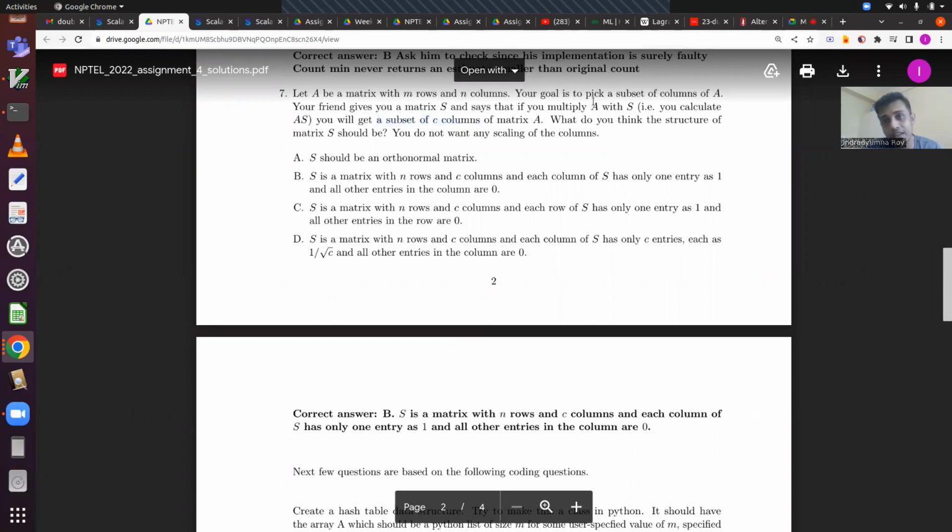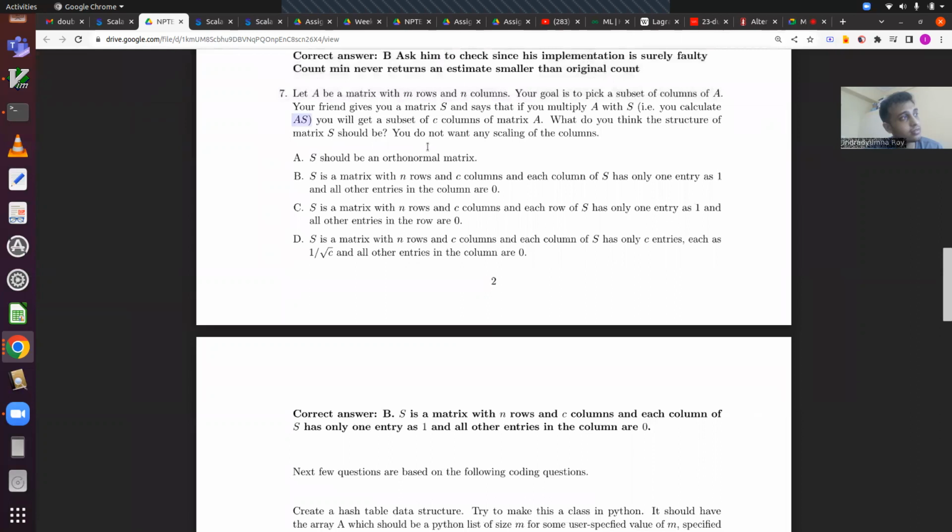Yeah, so you have A and your friend is giving you a matrix S, which is designed in such a way that if you do AS, you will create a subset of the columns of A, right? So matrix multiplication, if you remember.